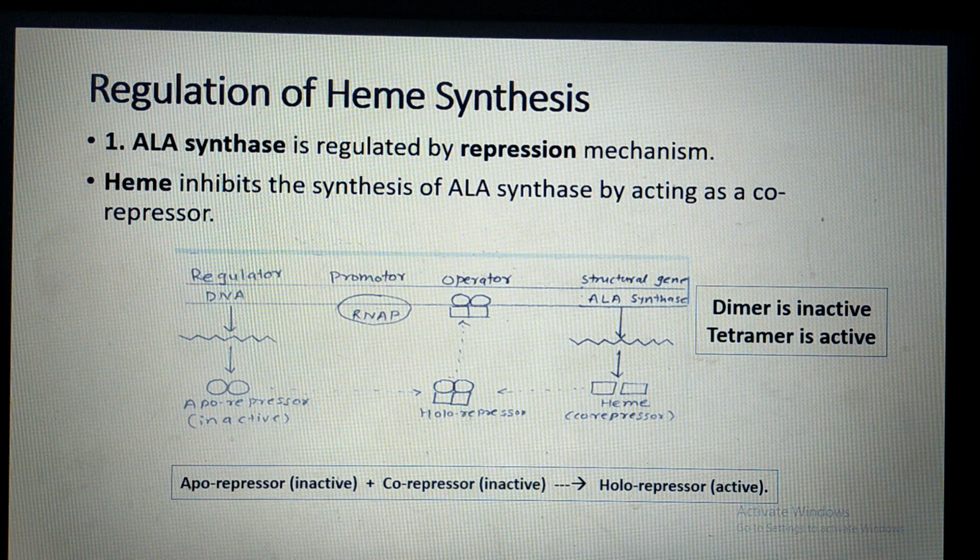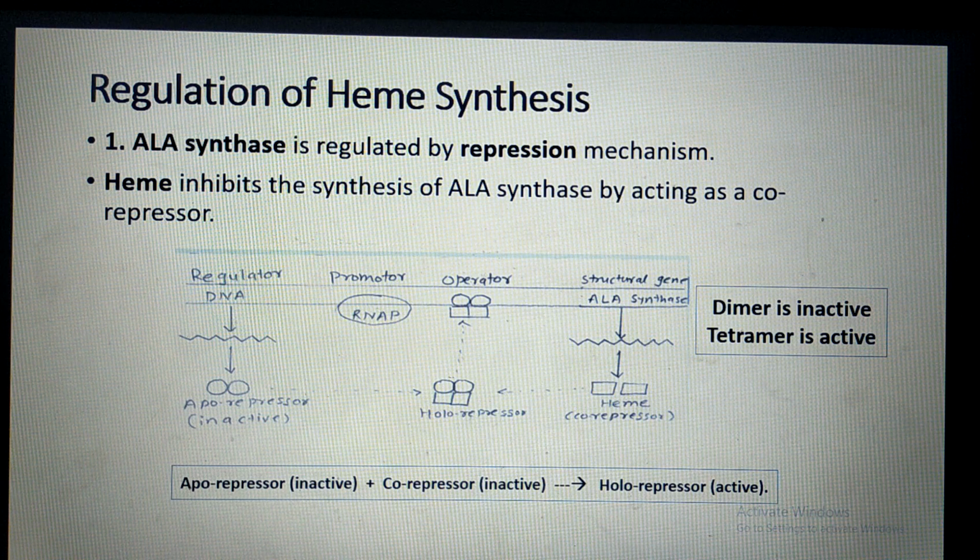The first method is the repression mechanism. In this diagram, I have shown you the genes which synthesize the enzyme ALA synthase. First, on the left side, I have shown you the regulatory gene or regulatory DNA. This DNA on transcription and translation forms a protein called aporepressor. This aporepressor is a dimer. Dimer means it is made up of 2 subunits.